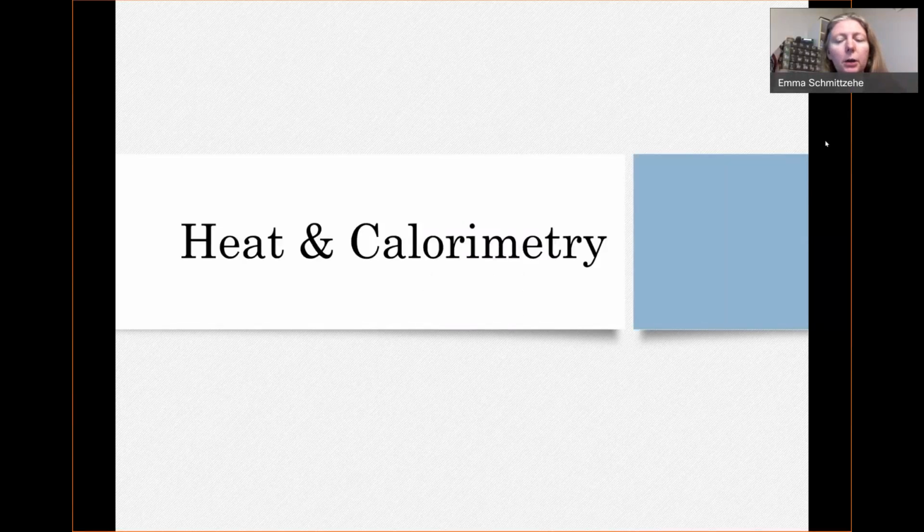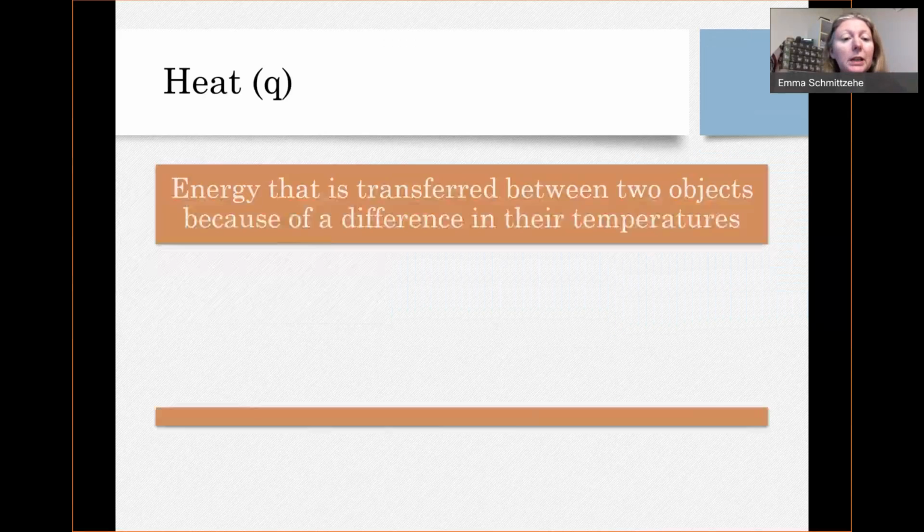Okay, let's talk about heat and calorimetry. So first, heat. Heat we symbolize using the letter Q. And heat is the energy that's transferred between two objects because of a temperature difference.